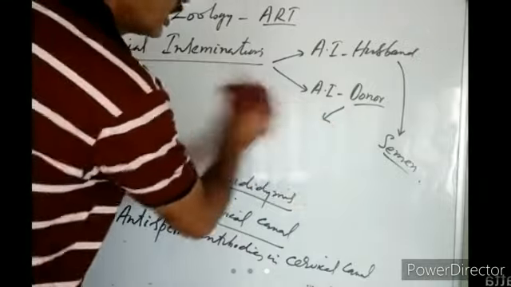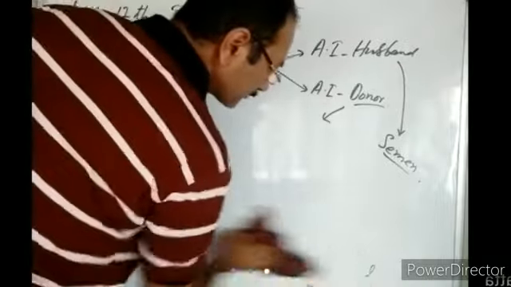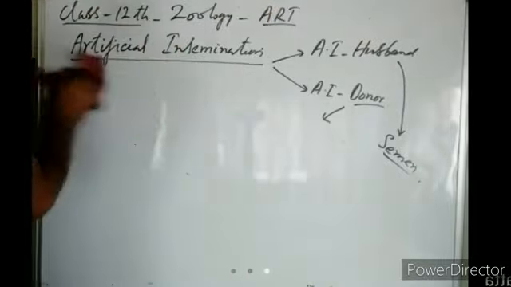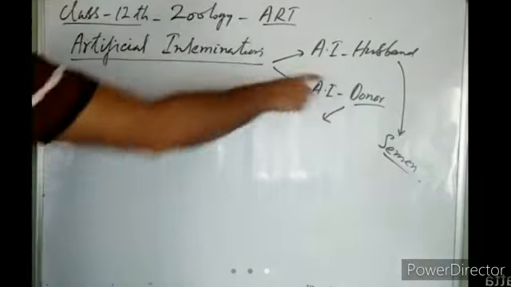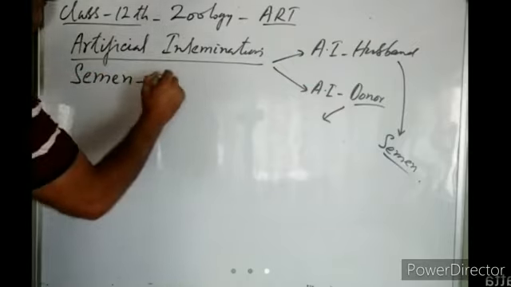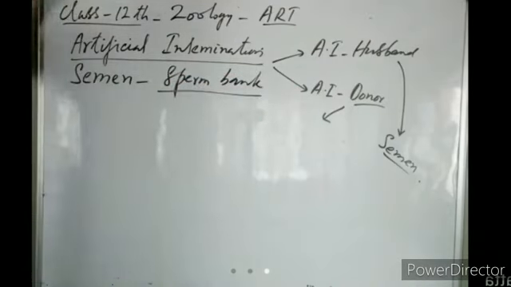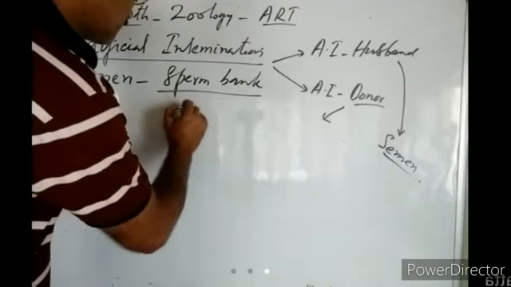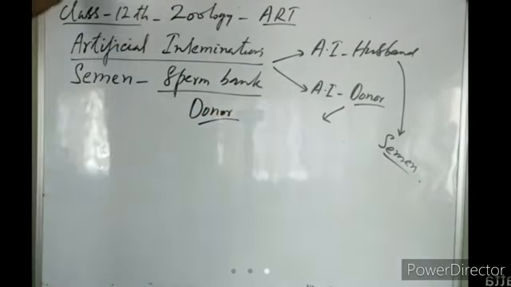When is artificial insemination donor used? Here, mostly the sperms are obtained from the sperm bank, where they have been deposited by some unknown donors, right? In case of artificial insemination donor, semen is obtained from the sperm bank. In this sperm bank, these sperms have been donated by some donors, right? So why should we use a donor's sperm? Donor sperm is used in certain cases.